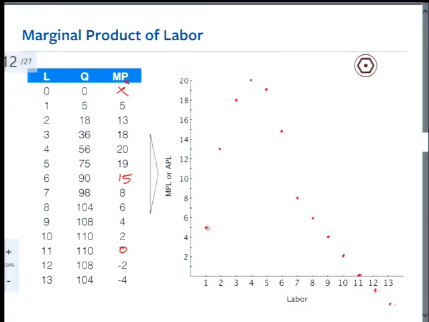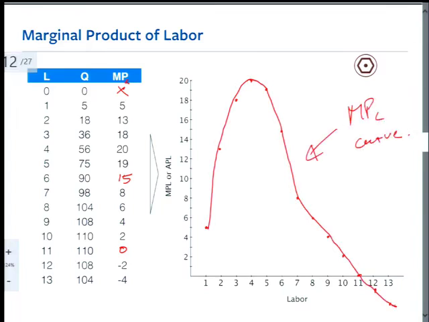We can connect the dots, and this thing looks something like this. Meet your marginal product of labor curve. Okay? This is my marginal product of labor curve. It goes up, and then it goes down. Now, the first thing I want to note already, we're going to examine this thing in great detail, so if you're kind of confused right now, don't worry.